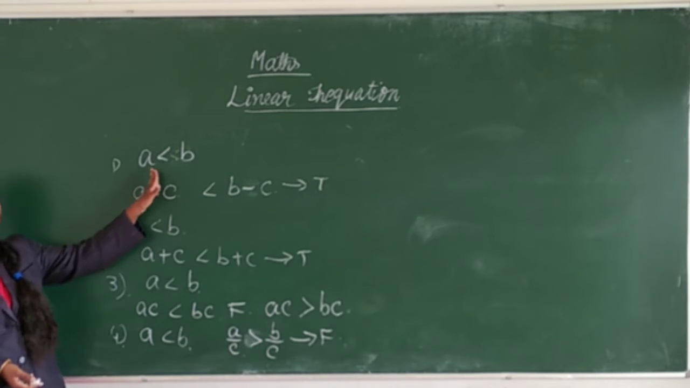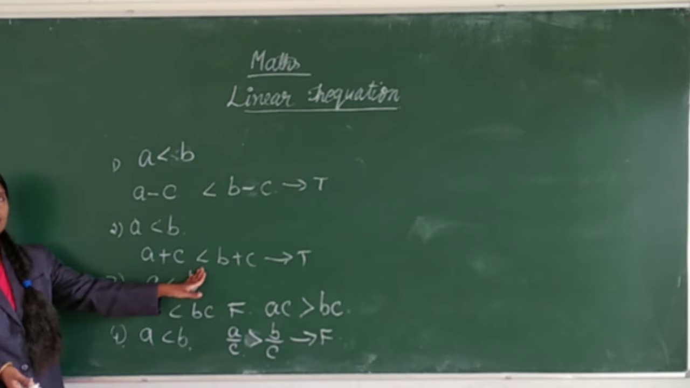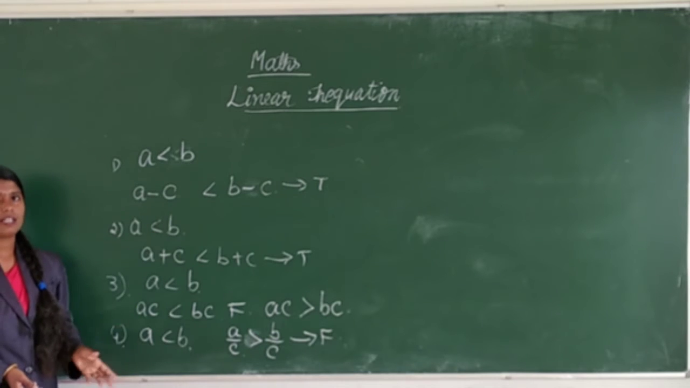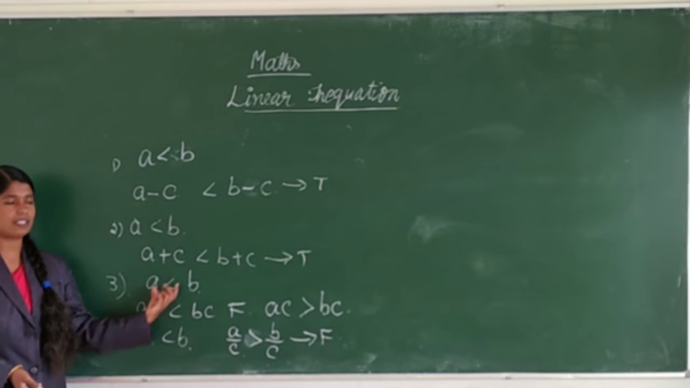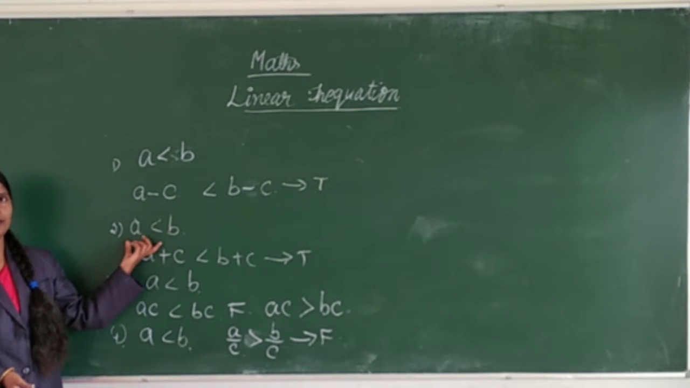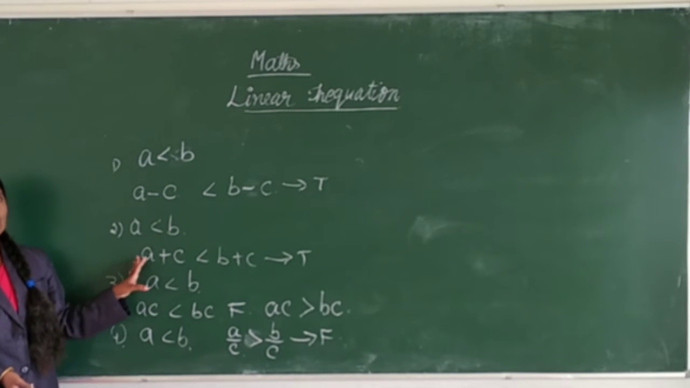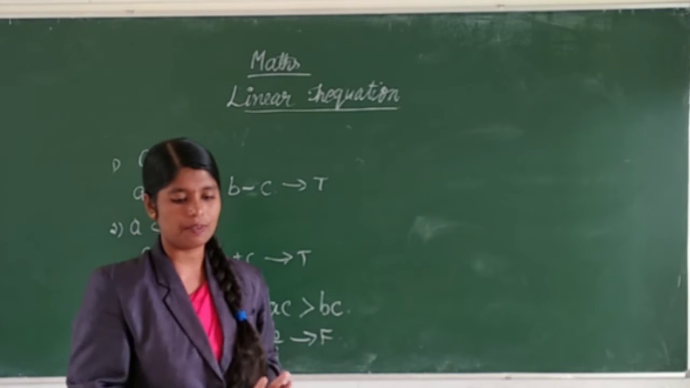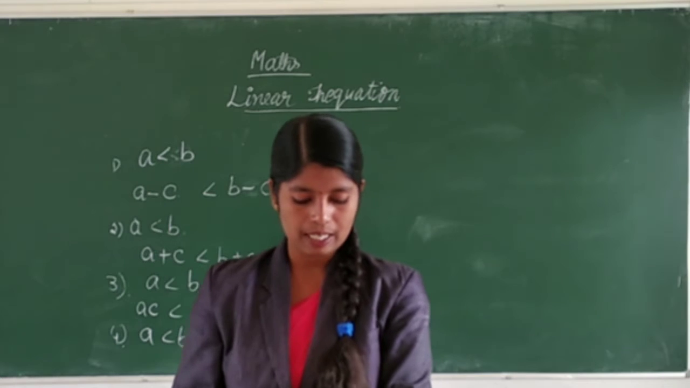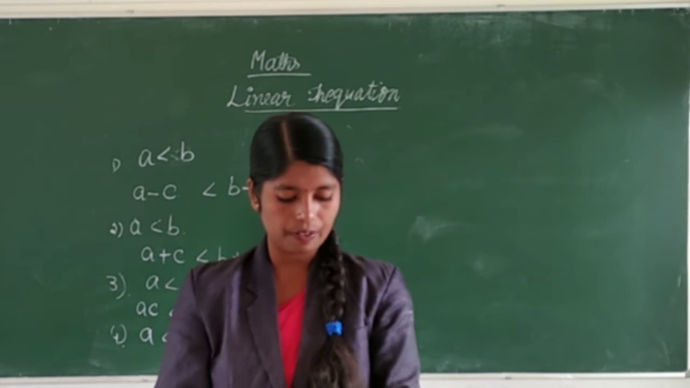So I repeat, if you add and subtract, the sign of the inequation remains same. If you multiply and divide, then the sign of the inequation inverses. So the first one true, second one true, third one false, and fourth one is false. Next we will look into the fifth question.